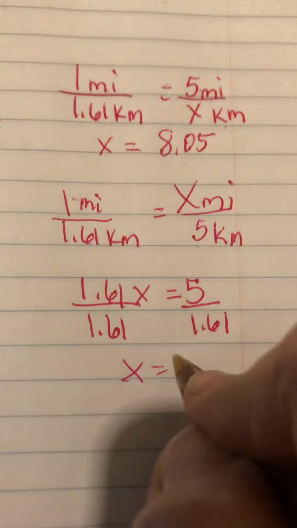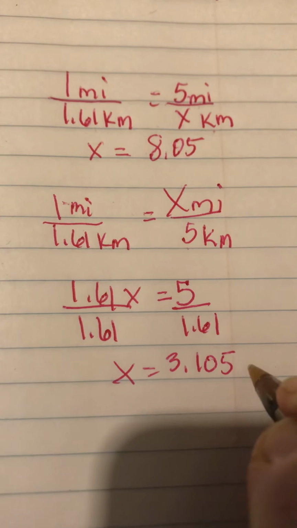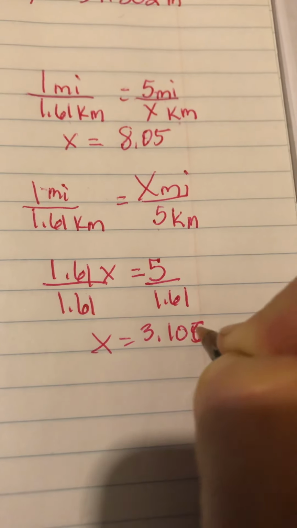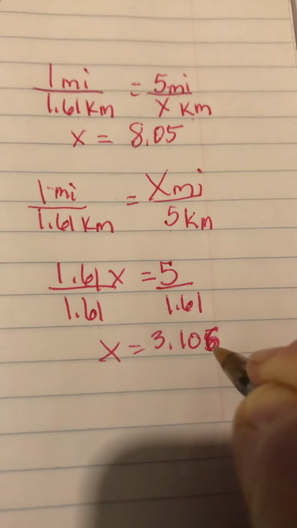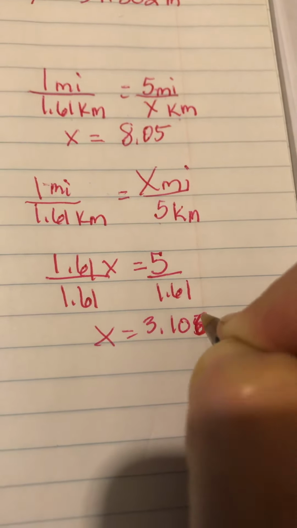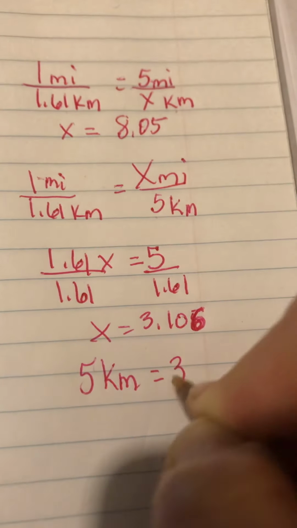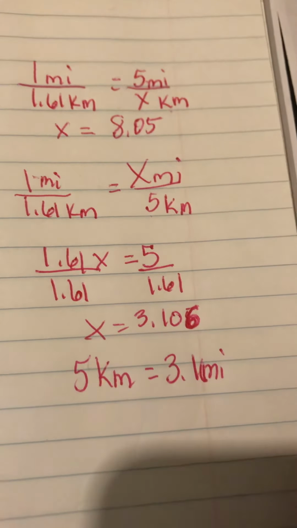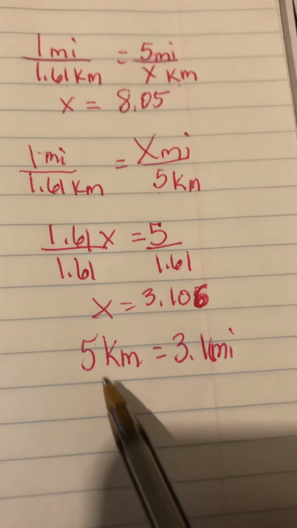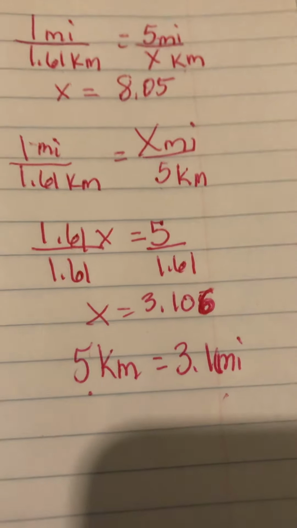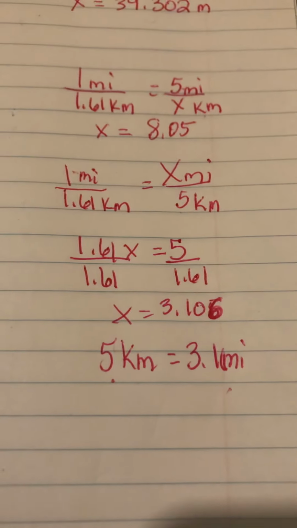So x is 3.105. That one is a long repeating decimal, so we round it. Since the next digit is 5 or bigger, I move this one up to a 6. So 5 kilometers is 3.1, let's say 3.1 miles, if we round it off. If you've ever heard of doing a 5K, then that's actually 3.1 miles. All right, well that's 3.1, and I'll do 3.2 in a different video.